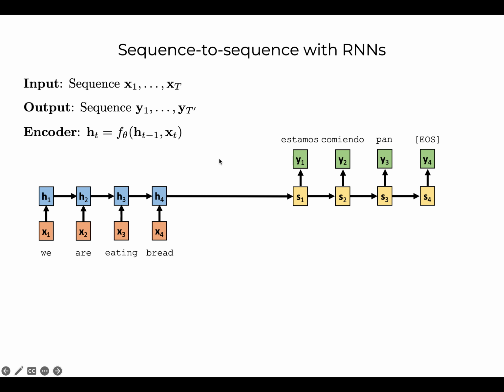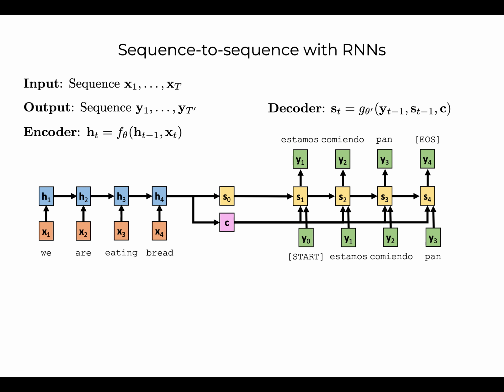So the encoder is a function that takes the previous hidden state and the current input token, and it predicts the next hidden state of the encoder. And then the decoder is a different function with different weights, and that takes its previous hidden state and it outputs two things: the next hidden state and also the output token for the current hidden state.